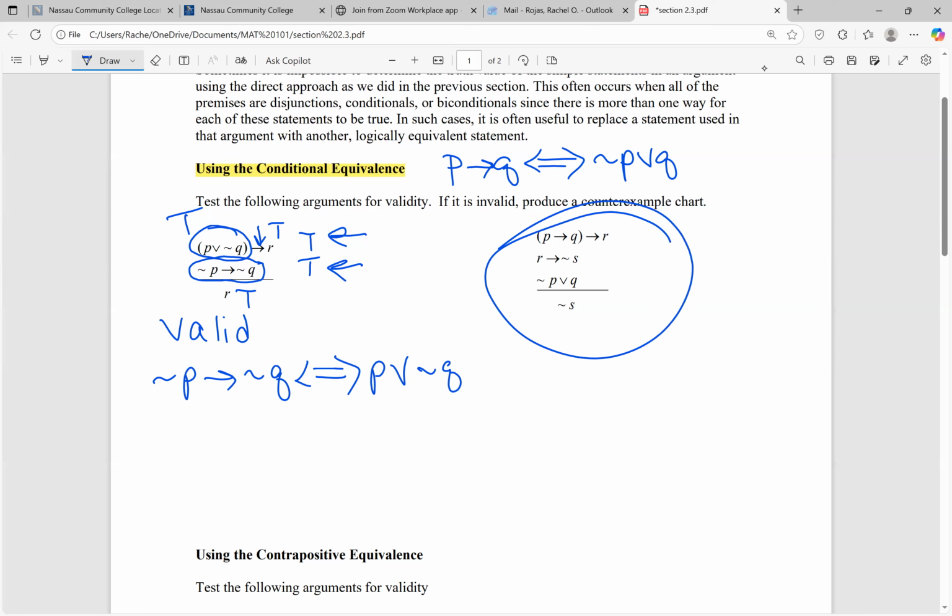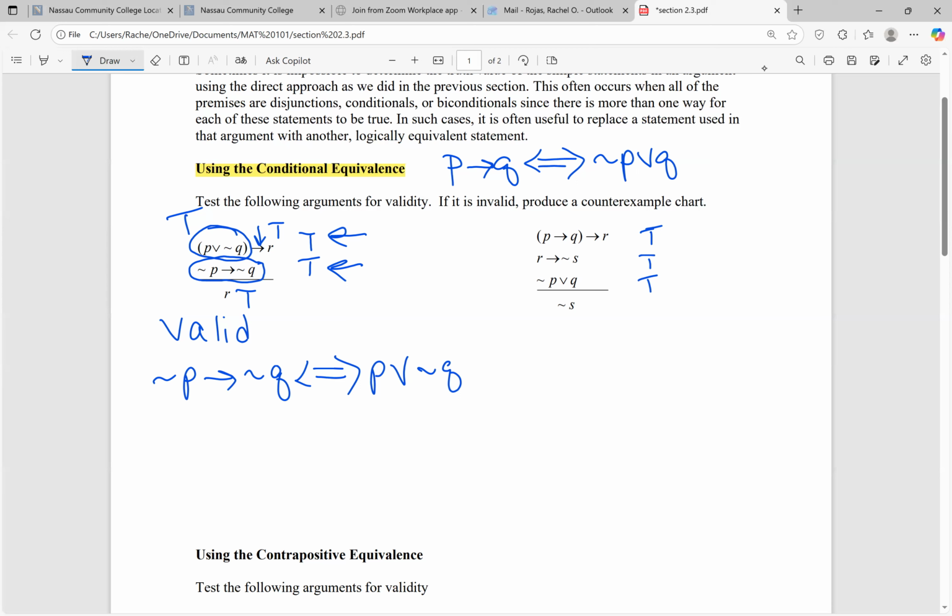Let's try another one. In the one on the right now, we have three premises, which we're going to assume are all true. Again, the first two premises are conditional statements. The third one is a disjunction, an or statement. And there are too many different possibilities for P, Q, R, and S in order to assume that these premises are all true. So we're not going to use the direct approach. Let's try to use an equivalence to help us out. Again, the reason I'm thinking conditional equivalence is because I have a few conditional statements in here and I see an or statement.